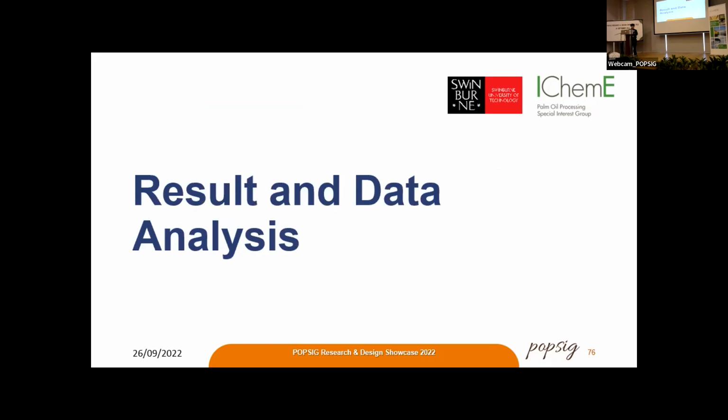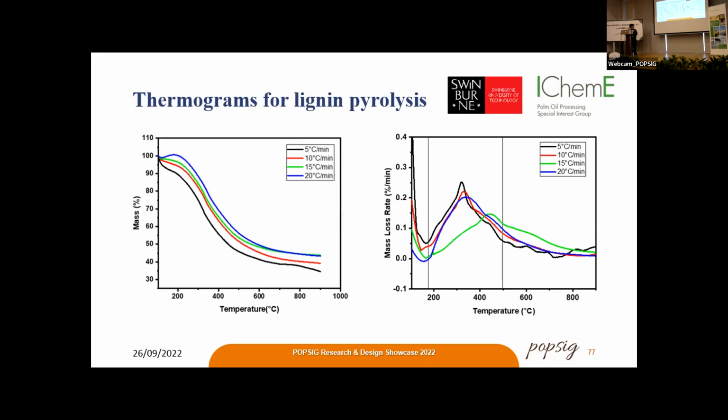For my results and data analysis, this is the thermogram for the lignin pyrolysis. This is the TG curve. This is the DTG curve. As you can see here, the TG curve underwent a steep thermal degradation between 136 degrees Celsius to 750 degrees Celsius. As I increase the heating rate from 5, 10, 15, 20 degrees Celsius per minute, the TG curve shifts to a higher temperature.